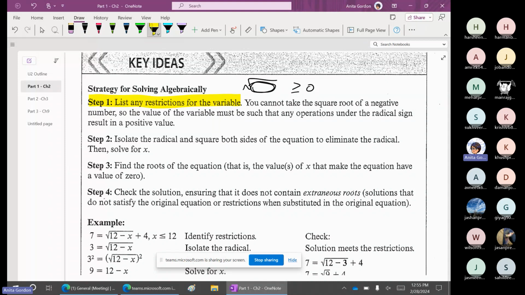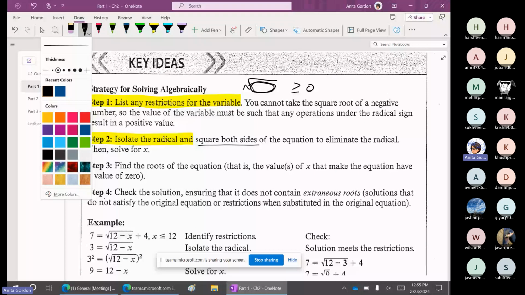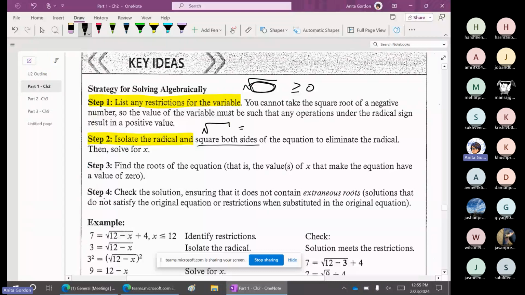The next step is to isolate the radical and square both sides. So we want something that looks like this: radical equals stuff on the other side of the equation. And this is where a lot of people get tripped up. When we square both sides of the equation, we are not squaring the individual pieces. We are putting giant brackets around the left and squaring it, giant brackets around the right side and squaring it.